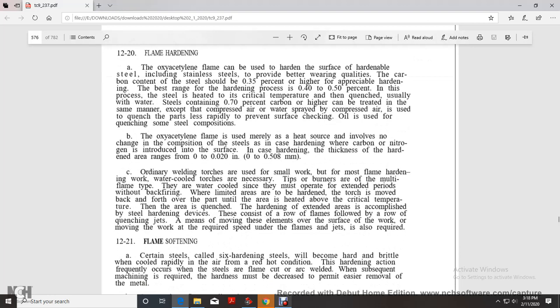The oxyacetylene flame is merely the heat source, with no change in the composition of the steel, unlike carbon and nitrogen being introduced into the surface in case hardening. The hardness area ranges from 0 to 20 thousandths of an inch thick.